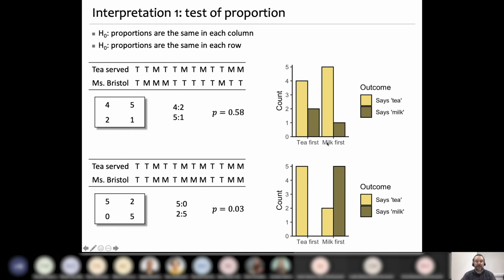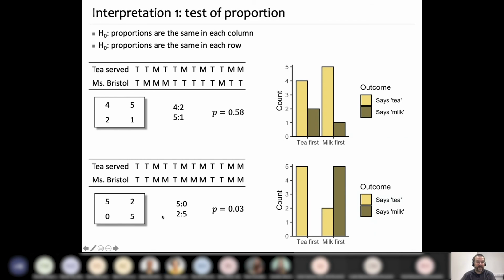This plot shows counts in the contingency table, and you can see the proportions by comparing bars in the same category. This is our first column, T first, and these are the answers, 4 and 2. And this is our second category, milk first, and there are answers. And this proportion is not very much different from this proportion.